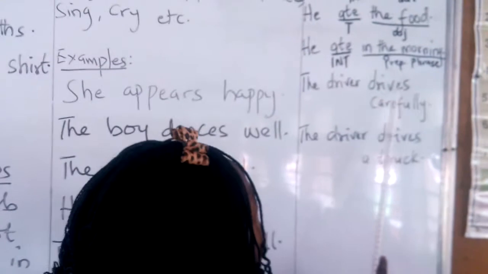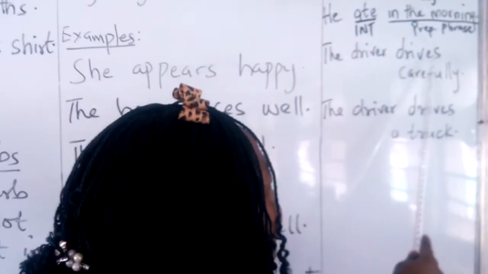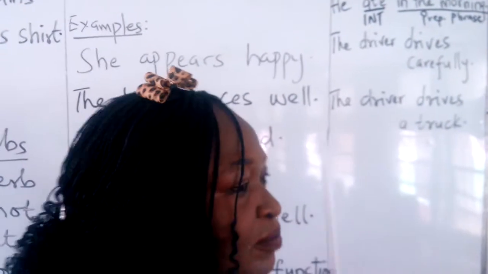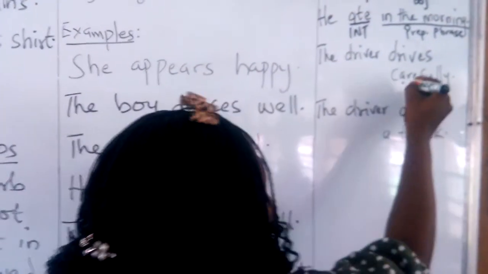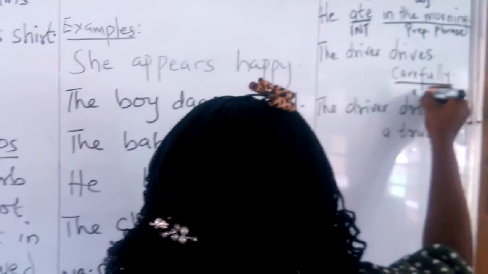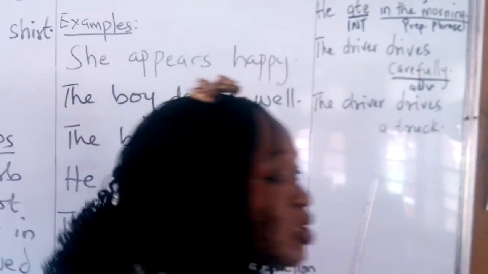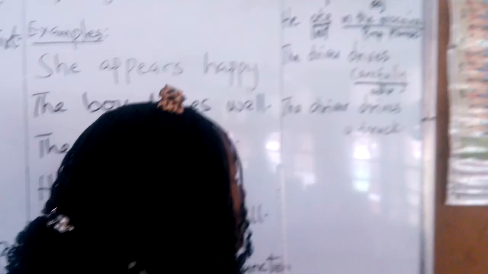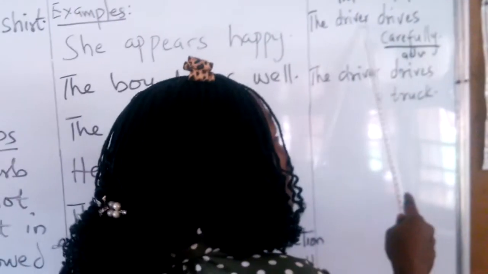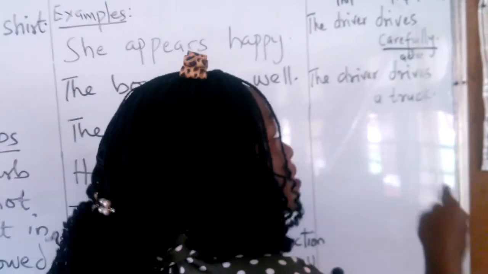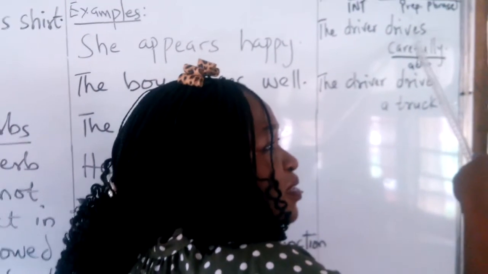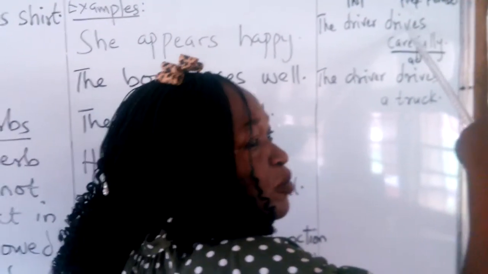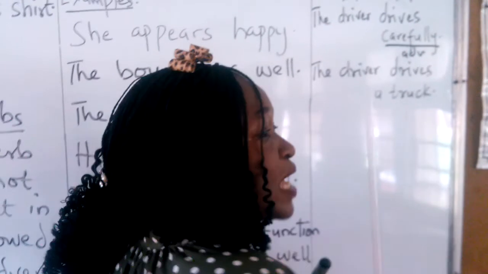The driver drives carefully. How does the driver drive? Carefully. This is just the function of what? An adverb, because this is an adverb in the sentence, not an object. It tells you how the driver drives. It tries to modify the verb, right? So it is an adverb.